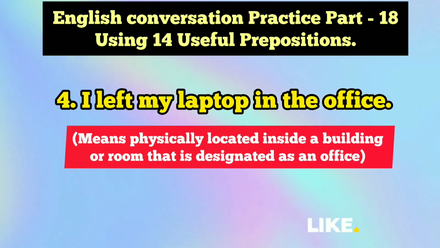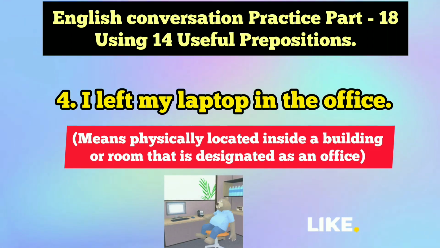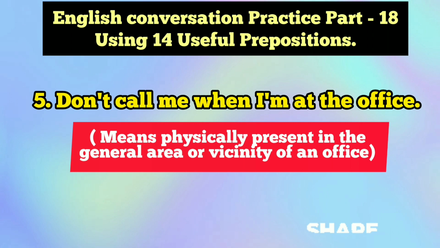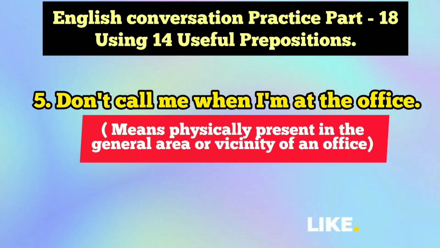So you're talking about the physical location of a particular thing that is inside a building or a room called an office. See the next example: Don't call me when I'm at the office. It means physically present in the general area or vicinity of an office. So when you want to just signify your physical location, where exactly you are at present, that time you have to use at, and it can be anywhere in that particular vicinity.